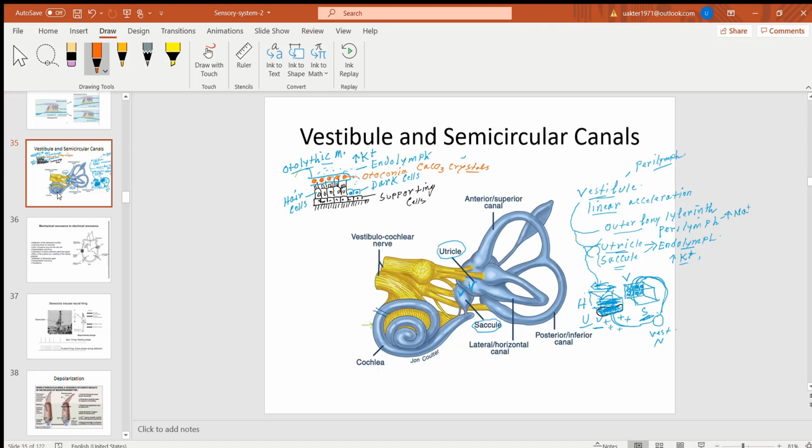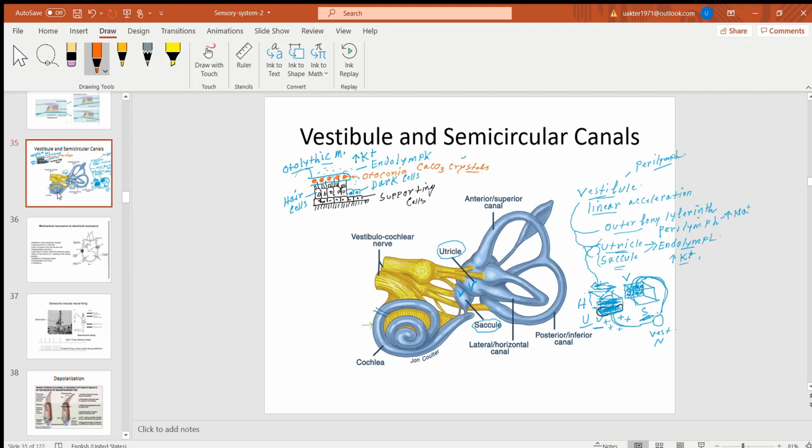Okay, and it gives more weight to the otolithic membrane. So when it moves due to acceleration, it will not be displaced in other directions. So it gives the motion, but it's controlled motion. Makes sense? Okay, so this is the structure of the sensory epithelium inside the utricle or saccule.